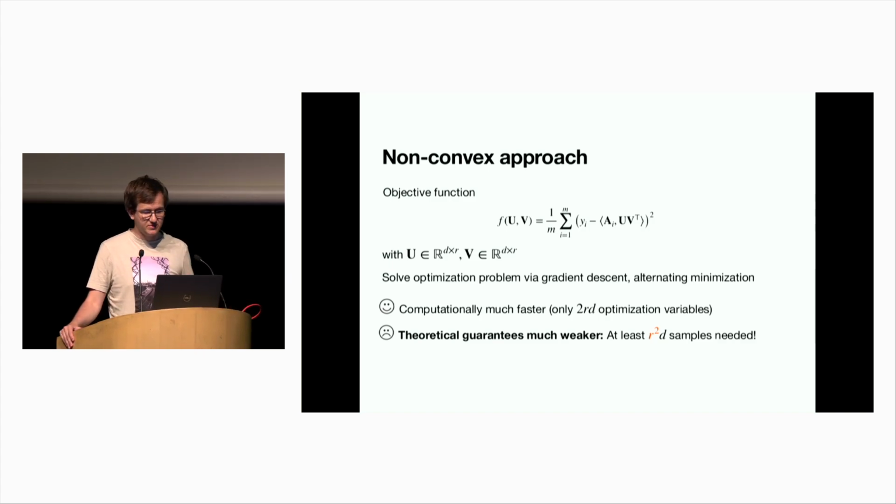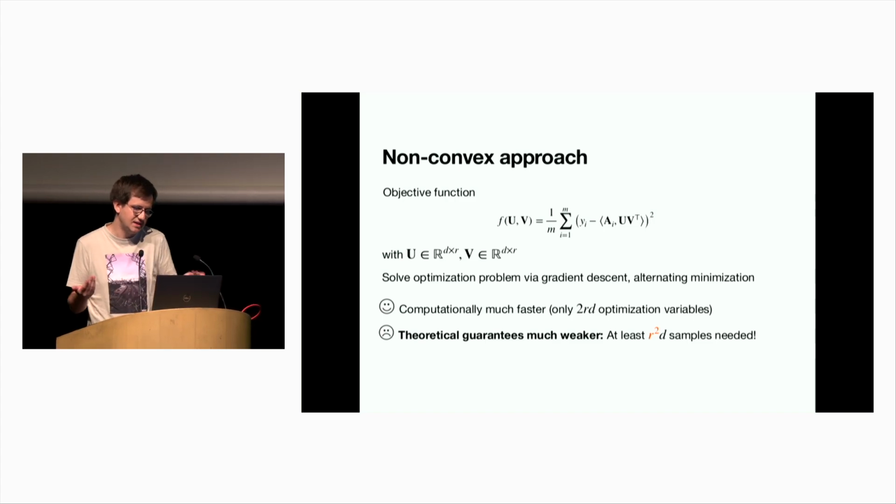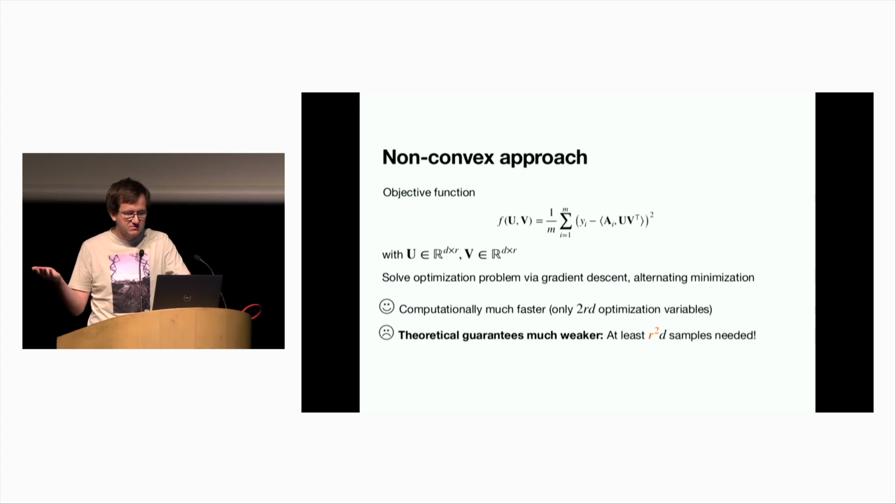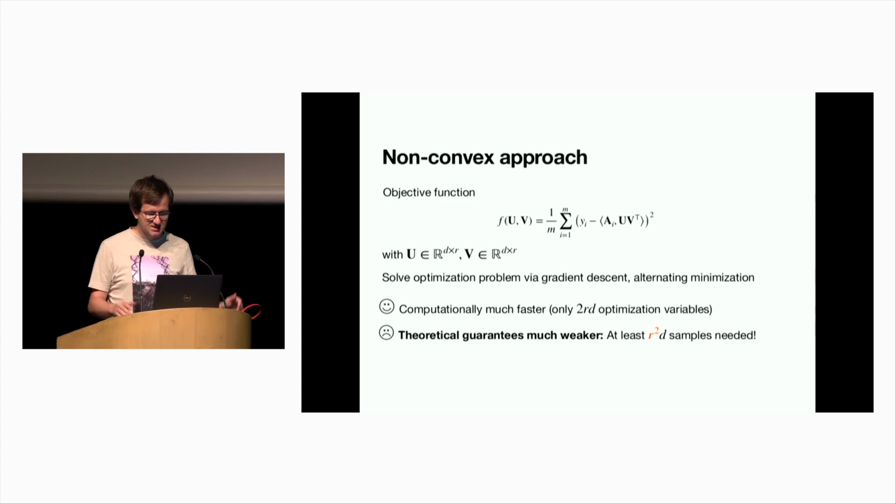In particular, what we want to focus on in this talk is that what we know about the sample complexities is typically much weaker. All existing guarantees need R squared times D samples, right? This is compared to R times D, which we have in the convex case. And so the question is, is this additional R factor really necessary? Is this an artifact of the proof, or can we do it with R times D?